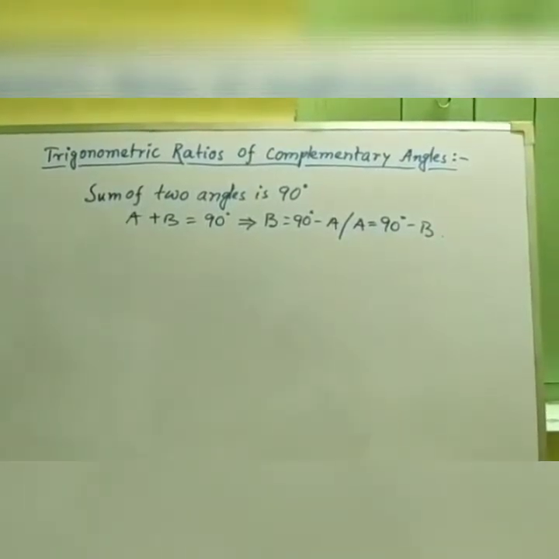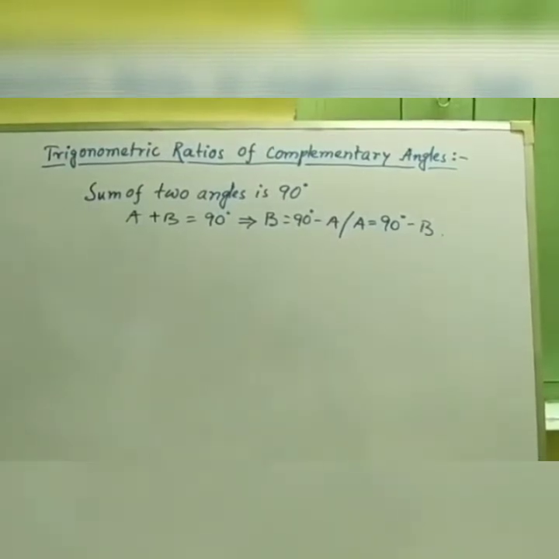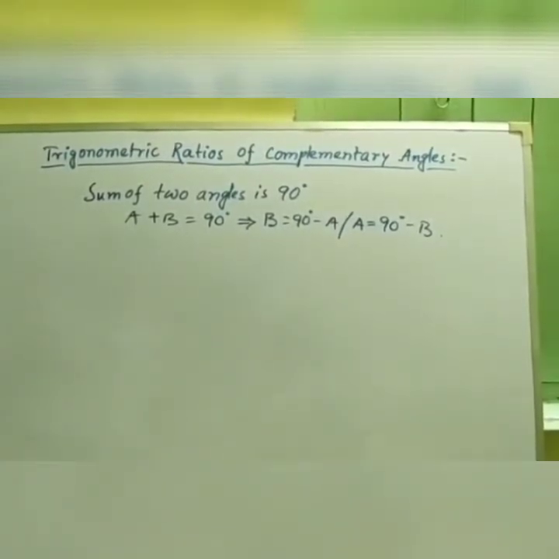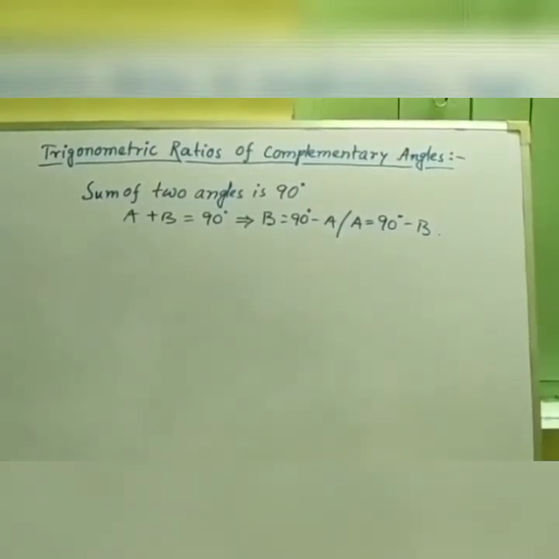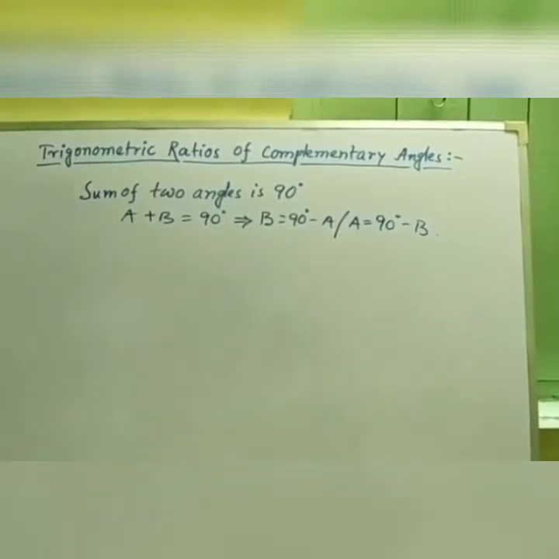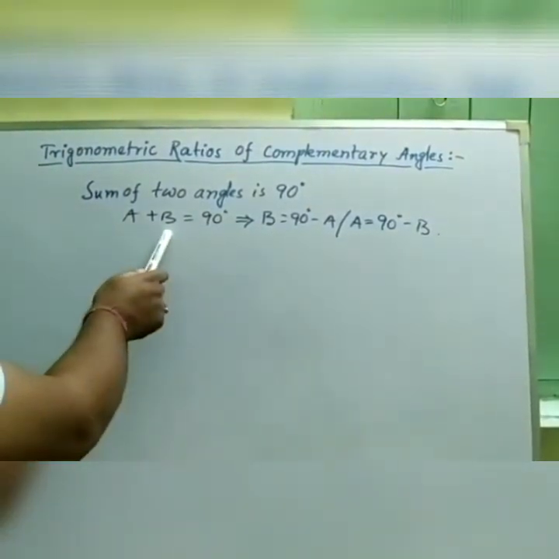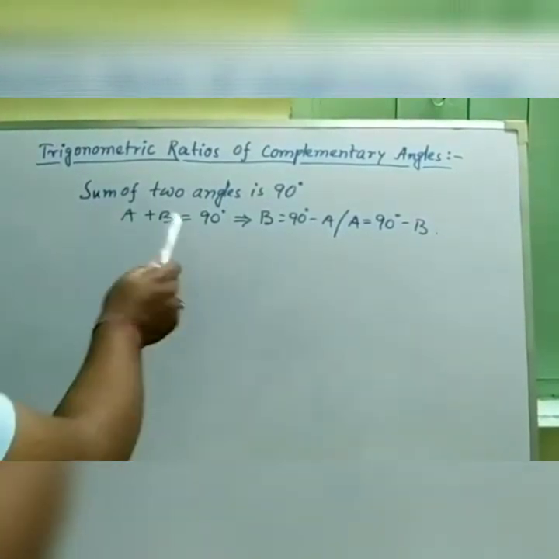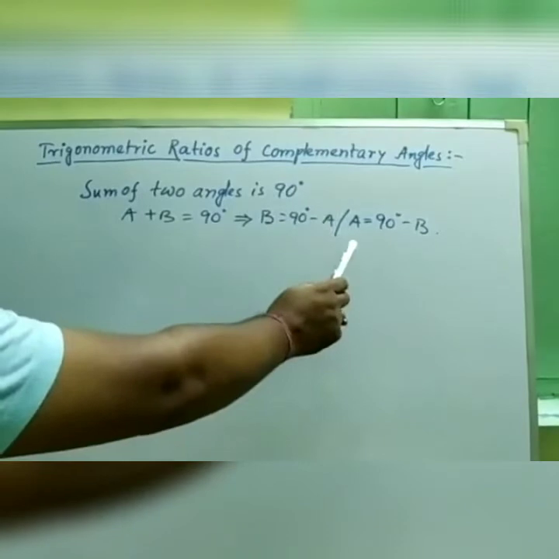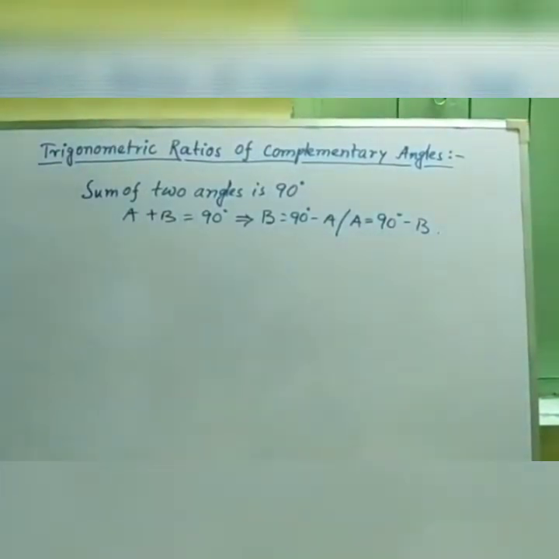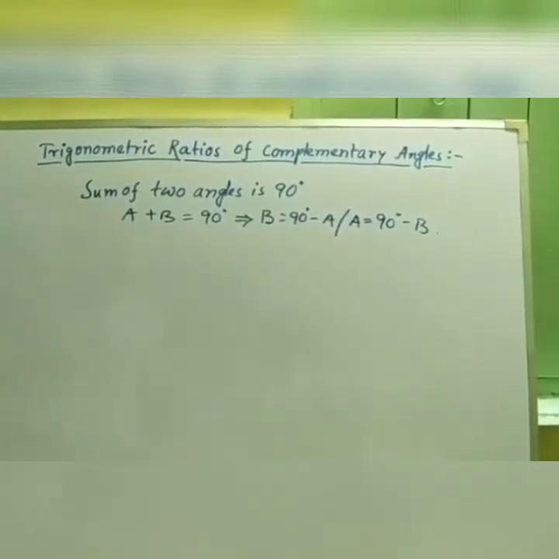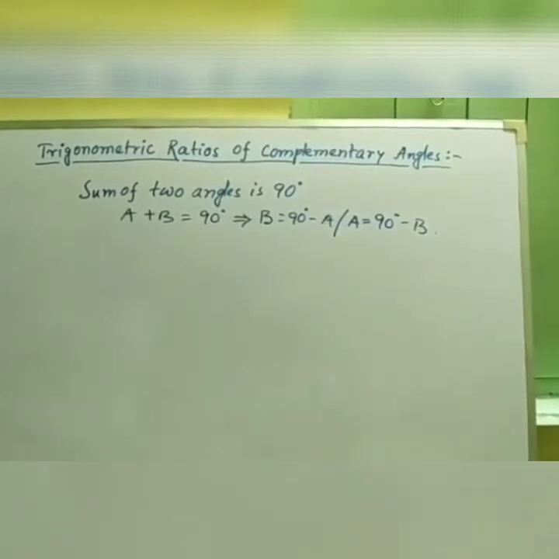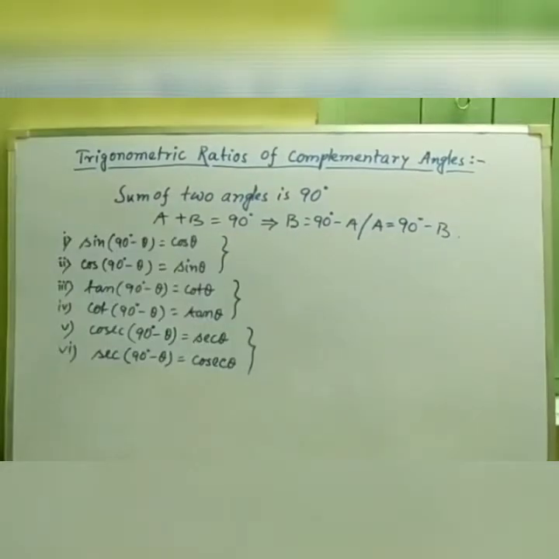So now we can see the trigonometric ratios of complementary angles. The sum of two angles is 90 degrees, that you know from the complementary angles property. For two angles to be complementary, the condition is their sum should be 90 degrees. If we take two angles A and B, then A plus B will be 90. So from there we can get B equal to 90 degrees minus A, or A equal to 90 degrees minus B. Now we will find the trigonometric ratios of these complementary angles, and we will consider the acute angle as theta. So let me show you now.